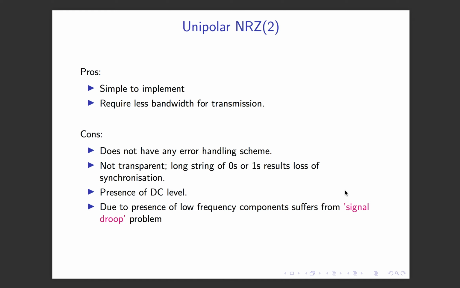There is also the presence of a DC level in the signal, and because of the DC, there is some disturbance in the output, which might change the resulting output at the receiver end. Due to the presence of low frequency components, the line coding scheme suffers entirely from the signal drift problem. We will see at the end of the slide what exactly the signal drift problem is.